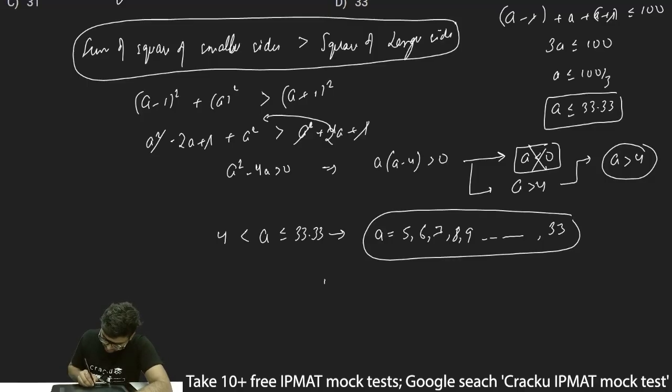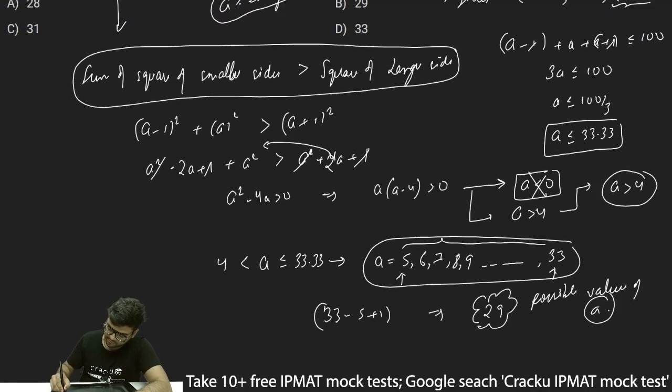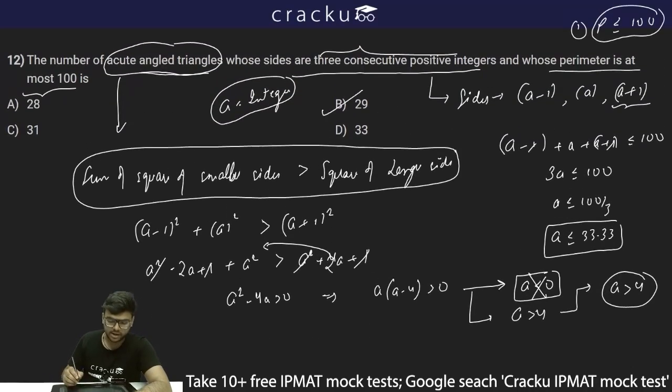So the number of values of a will be 33 minus 5 plus 1. Since these are all consecutive integers, for getting how many integers there are, we can just do last minus first plus 1. So the number of values will be 29. There are 29 possible values of a, and therefore option B, 29, is the correct answer.